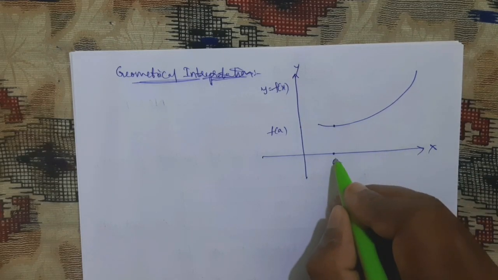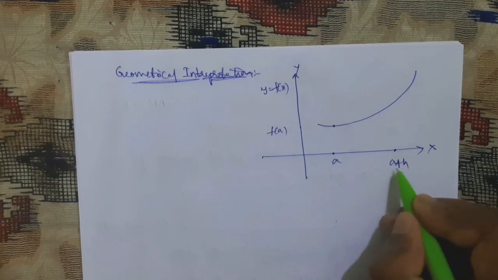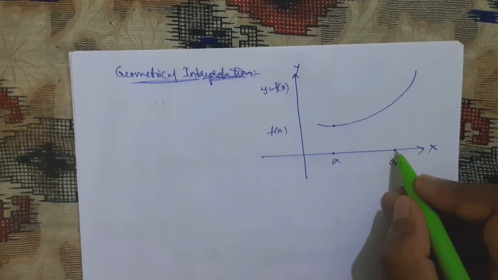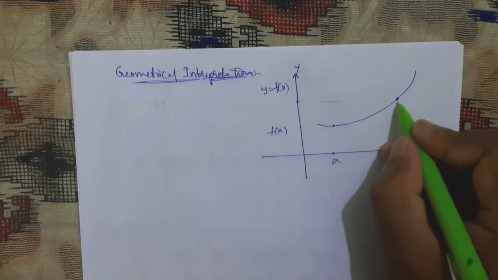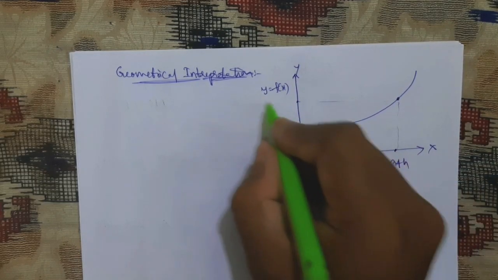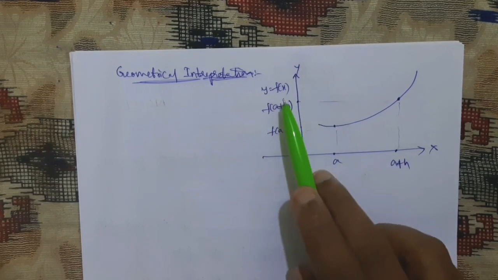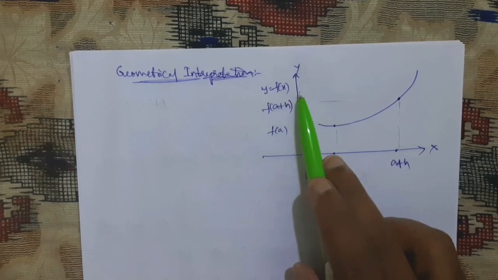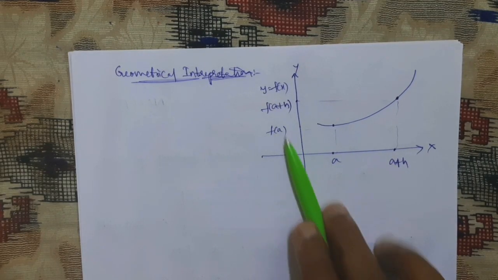If I am considering some a plus h point, where a plus h is some minute value here, then this point will become f of a plus h, right or not? This is a curve, y is nothing but f of x. So for a plus h, the point is f of a plus h.